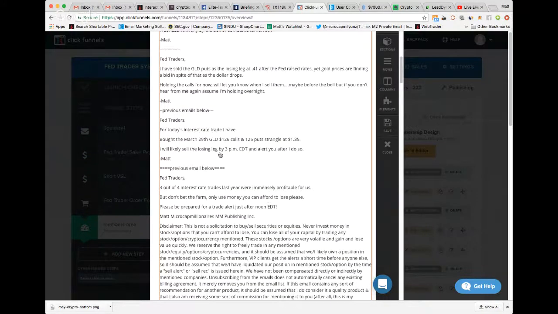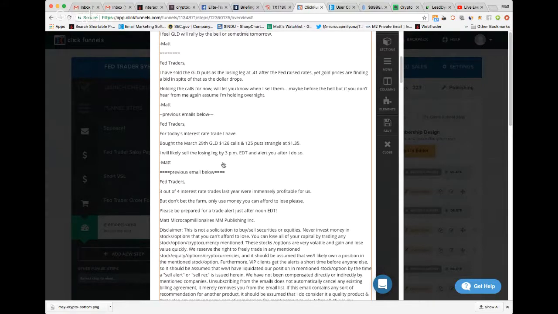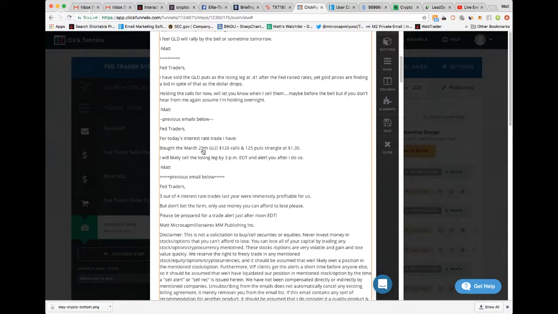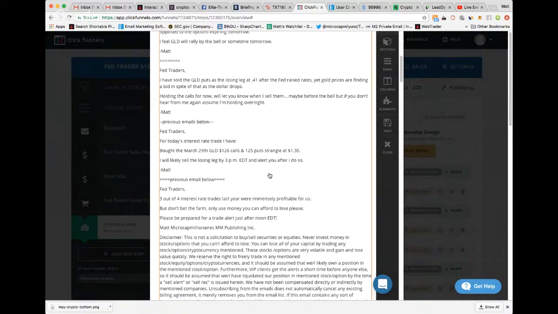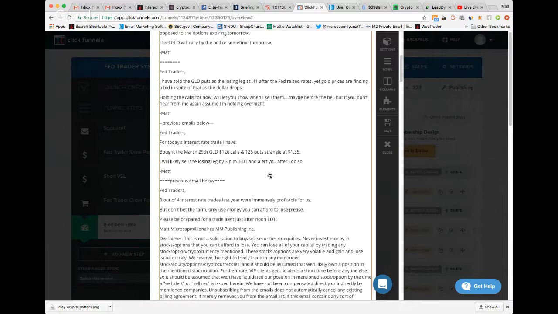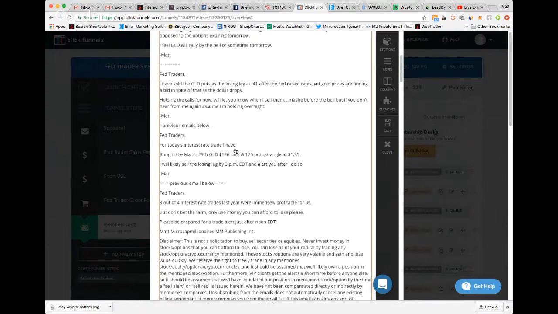Then the next email comes a couple hours later in the day, and I say, okay, this is the trade I placed. I bought the GLD strangle here, the 126 calls and 125 puts at $1.35 per strangle. I said I will likely sell the losing leg by 3 p.m. and then hold the winning leg afterwards. Then for the next email, you can see I have a little divider here. I post this afterwards for educational purposes, to be able to look back and see how things went. But each of these is a separate email that I'm sending.